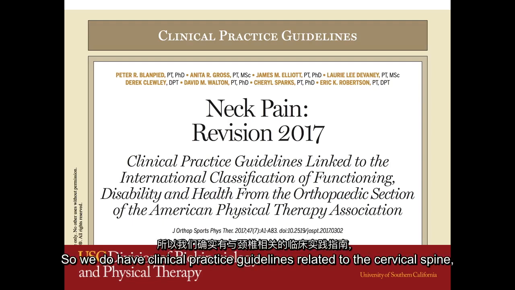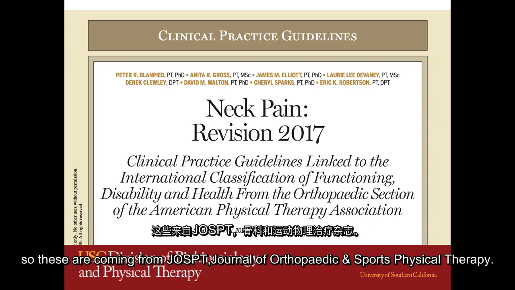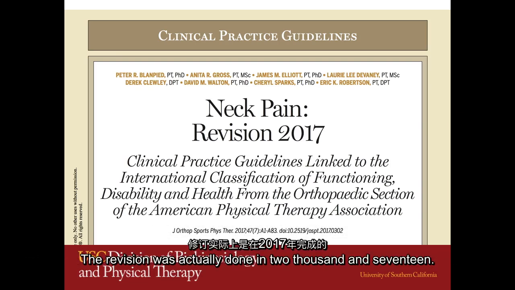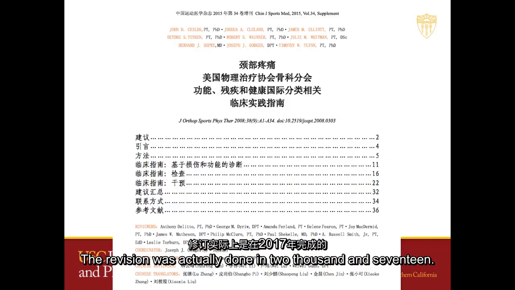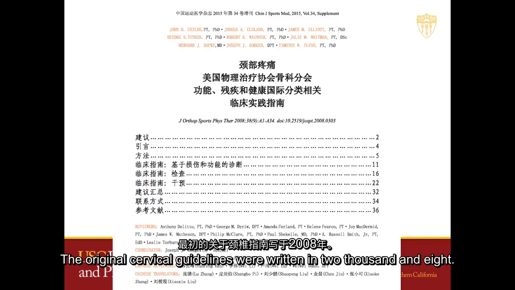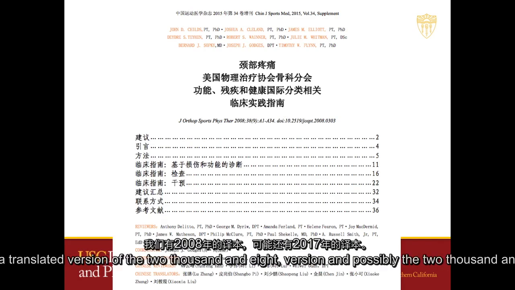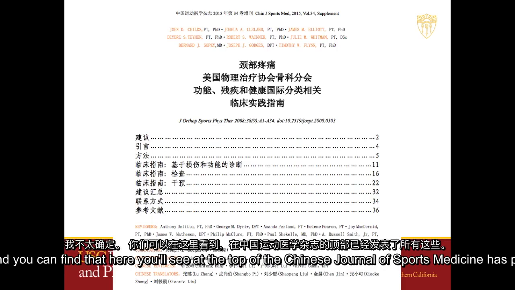So we do have clinical practice guidelines related to the cervical spine, which is great. These are coming from JOSPT, Journal of Orthopedic and Sports Physical Therapy. The revision was actually done in 2017, but the original cervical guidelines were written in 2008. We do have a translated version of the 2008 version and possibly the 2017. I'm not really sure. And you can find that here. You'll see at the top, the Chinese Journal of Sports Medicine has published all of these.